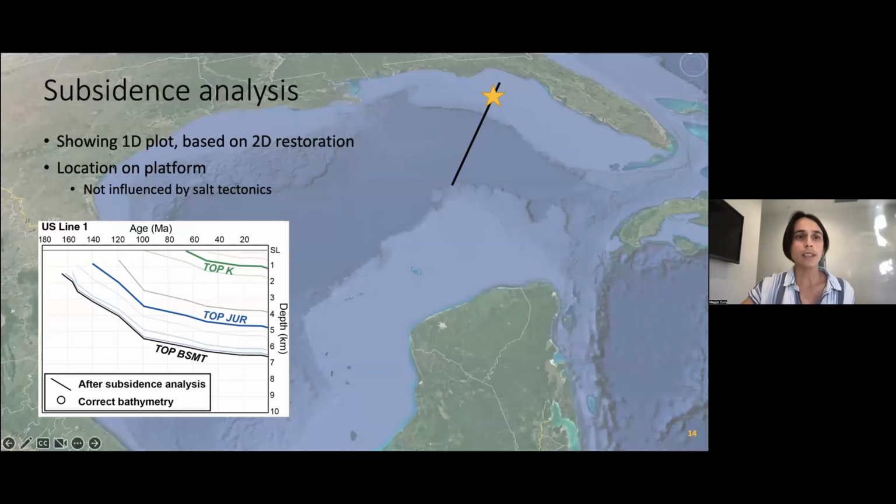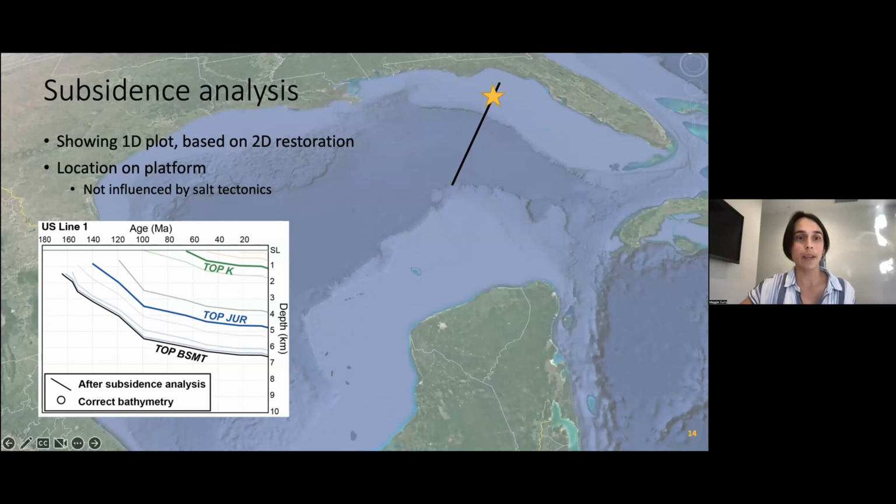I'm going to show some 1D subsidence plots. So I undertook this subsidence analysis. I find the 1D subsidence plots a little bit easier to take in than the 2D ones, but this is based on the 2D restoration, so it has all those corrections applied that I mentioned. And this is from a location up on the carbonate platform where this star is. So it's not influenced by salt tectonics. Salt tectonics is not going to be driving the observations here.